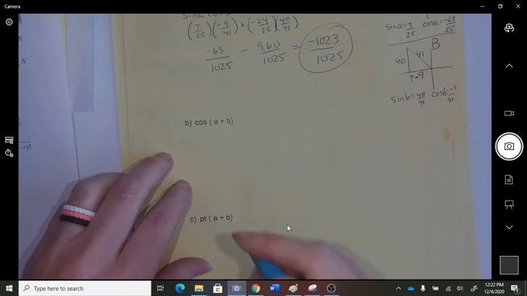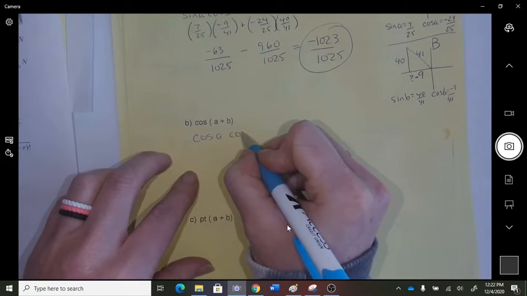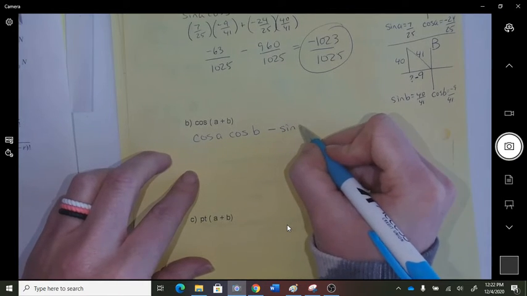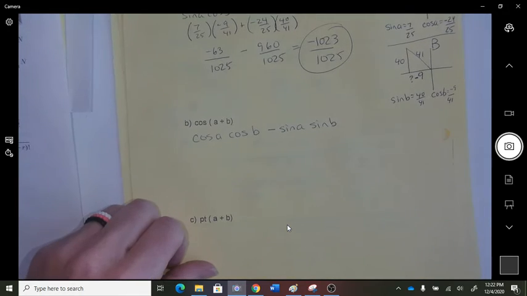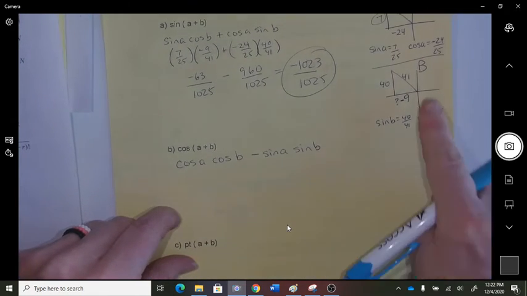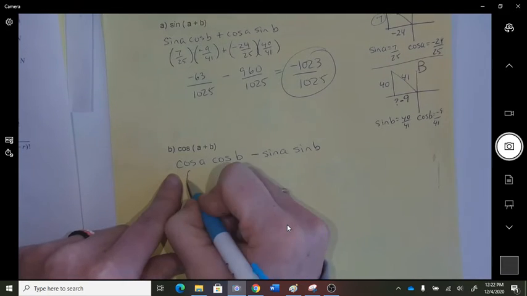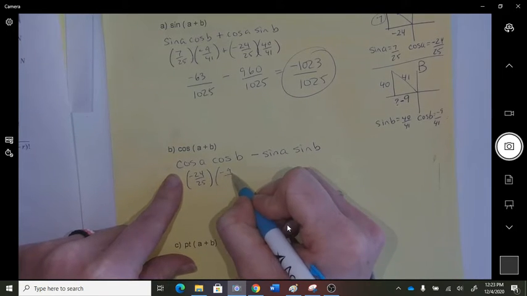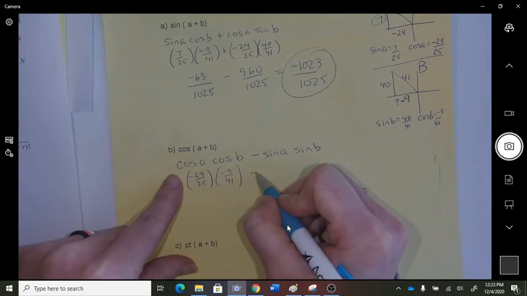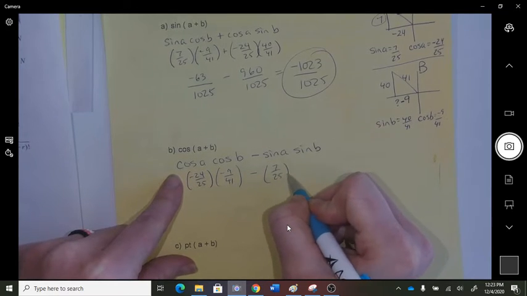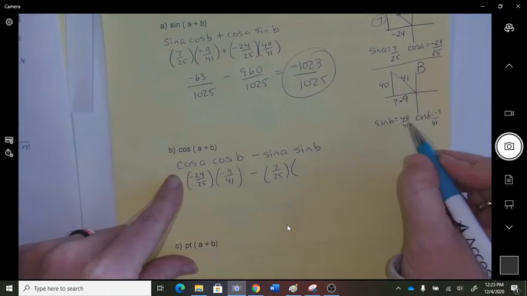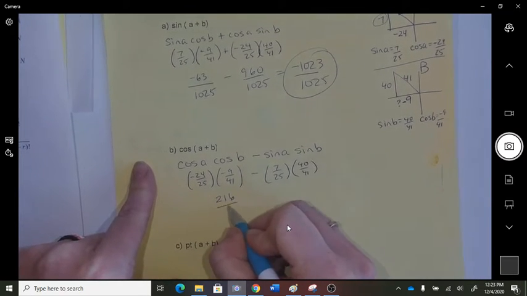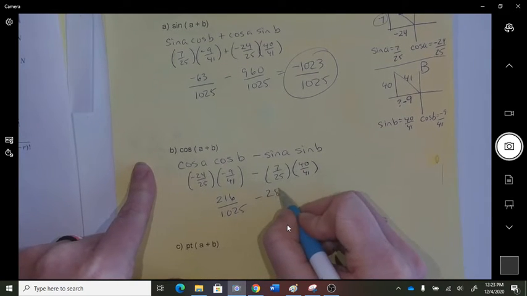Okay, cos, so the formula is cos of both angles minus sine A sine B. Okay, so find all your ratios. We have them all lined up. Cos A, negative 24 over 25. B, negative 9 over 41. Sine A, 7 over 25. And B is 40 over 41. So this is 216 minus 280.